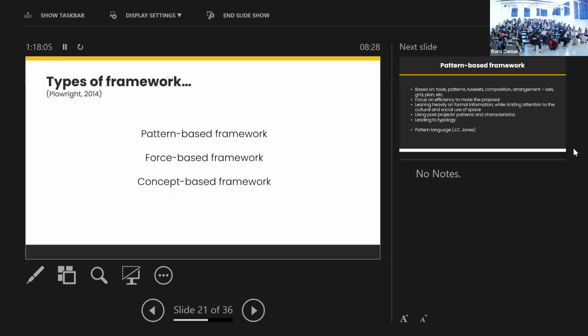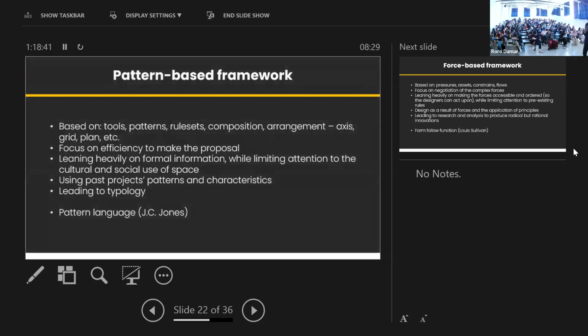There are three frameworks based on the book by Philip Fluoride. It's actually a very good book about design. It said that there are three major patterns, major frameworks to design, for the whole of design, not only architecture. And we actually use this in our studio: pattern-based framework, force-based framework, and concept-based framework.